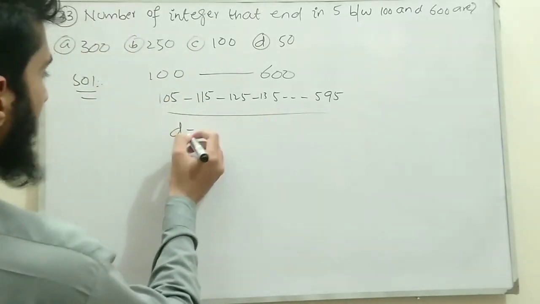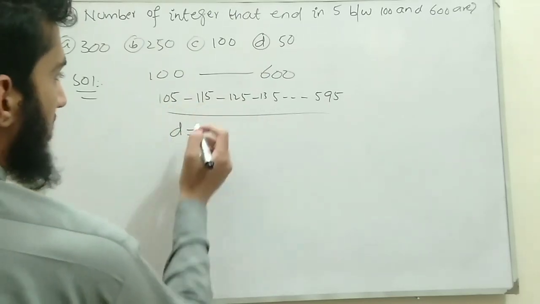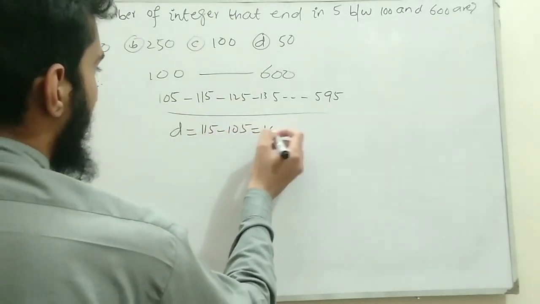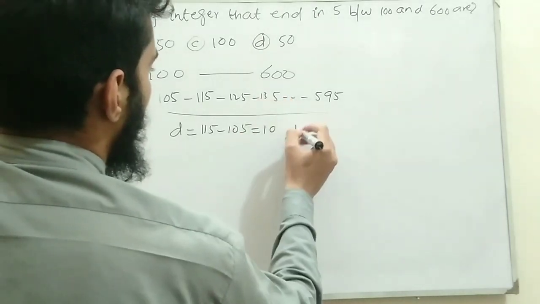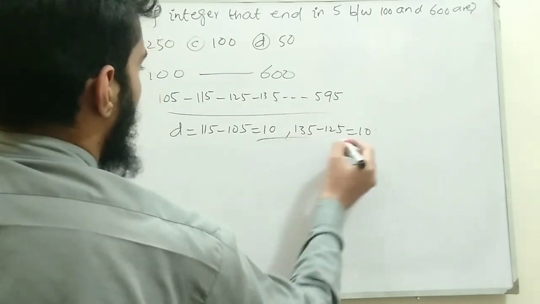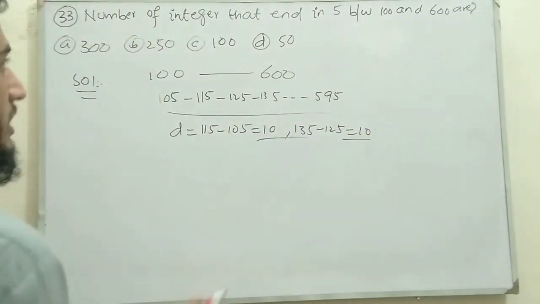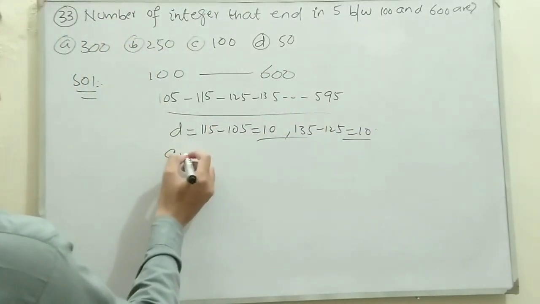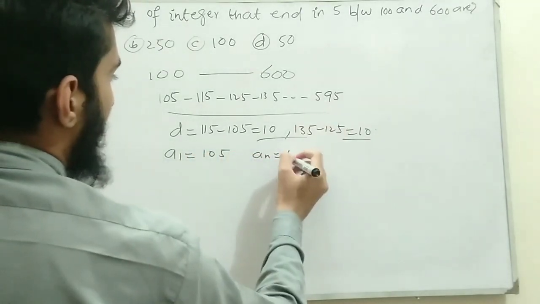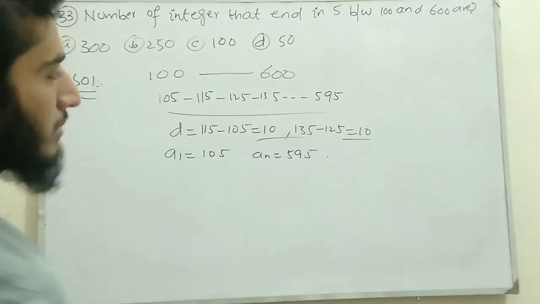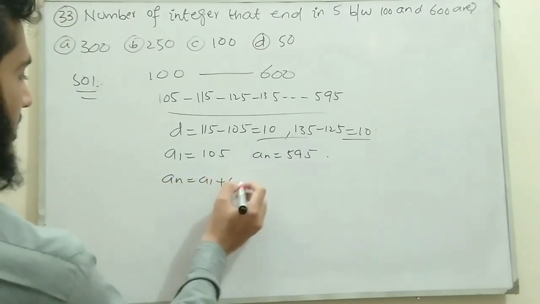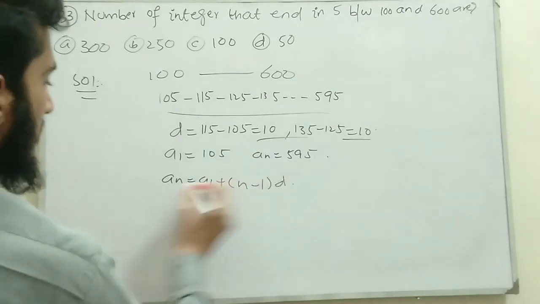Why? Because the difference between each and every term is the same. 115 minus 105 is equal to 10, and also 135 minus 125 is equal to 10. This is the common difference, which is the same between each and every successive term. Now after this, the first term a1 is equal to 105, and the last term of this sequence is 595, and we need to find the number of integers. So an is equal to a1 plus n minus 1 times d. This formula I will use.